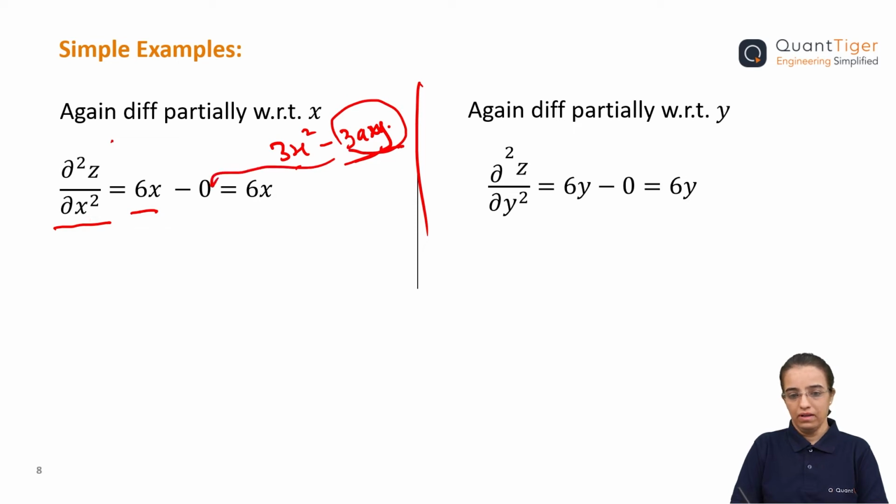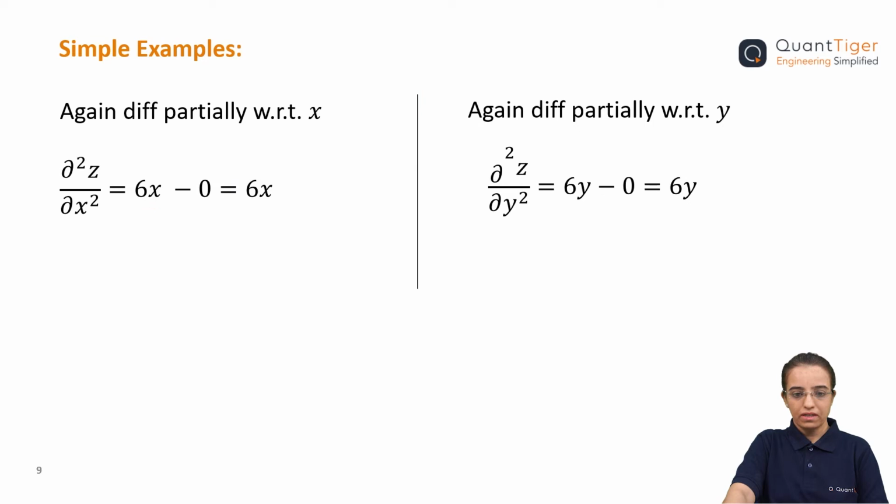Same thing we will be doing here, but with respect to y we are doing it here. So that's why del square z upon del y square, that's what we will be doing, and the same thing we have done, which is 6y minus 0.